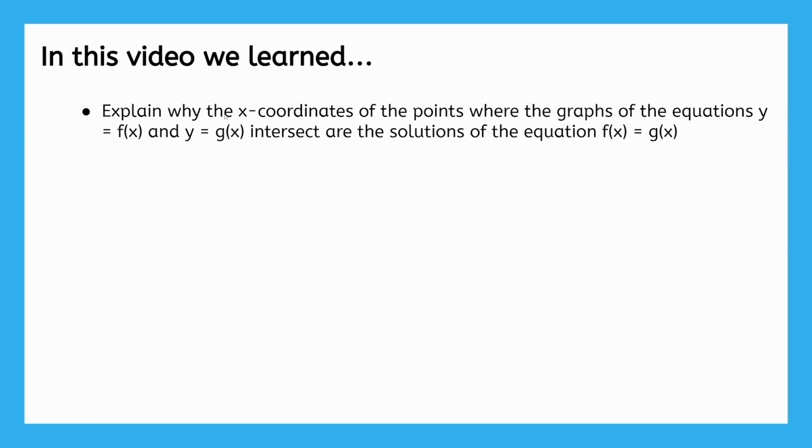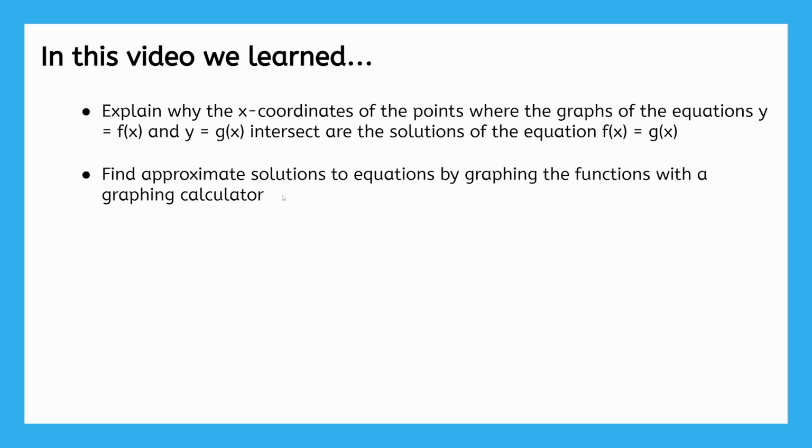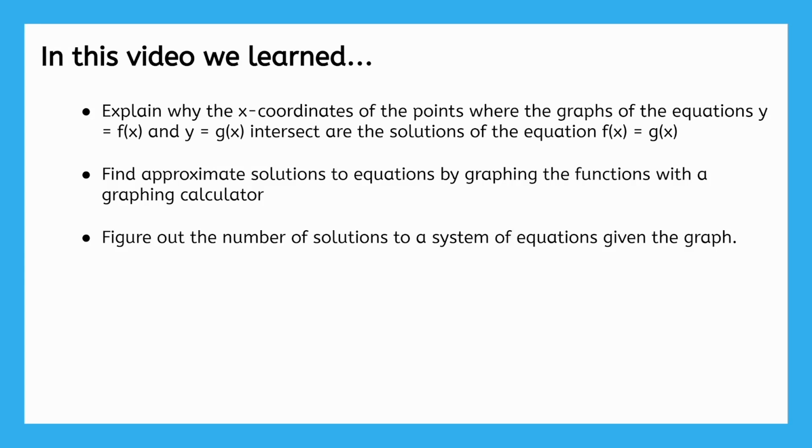To wrap up this video, let's quickly go over what we've learned. We learned that the x-coordinates of the points where the graphs of the equations y equals f of x and y equals g of x intersect are the solutions of the equation f of x equals g of x. We also learned how to find approximate solutions to equations by graphing the functions with a graphing calculator and looking for the x-coordinates of where those graphs intersect. And lastly, we learned how to figure out the number of solutions to a system of equations given the graph.